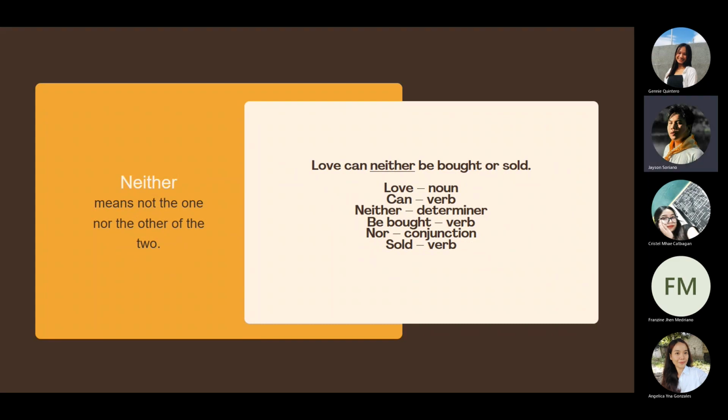So again, neither means not the one nor the other of the two. For example, love can neither be bought nor sold. So love is a noun, can is a verb, neither is a determiner, be bought is a verb, nor is a conjunction, sold is a verb.